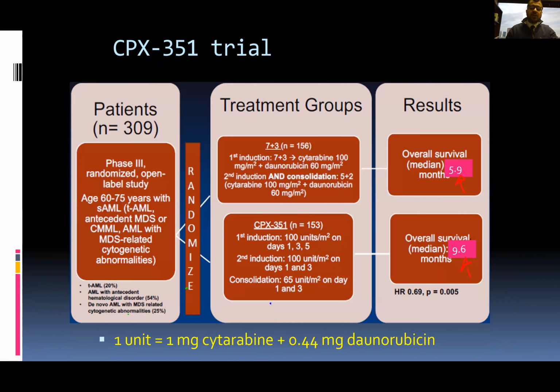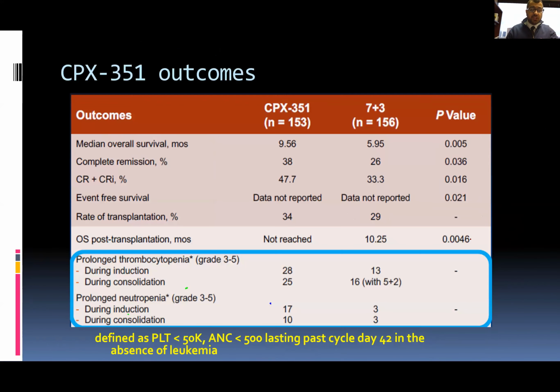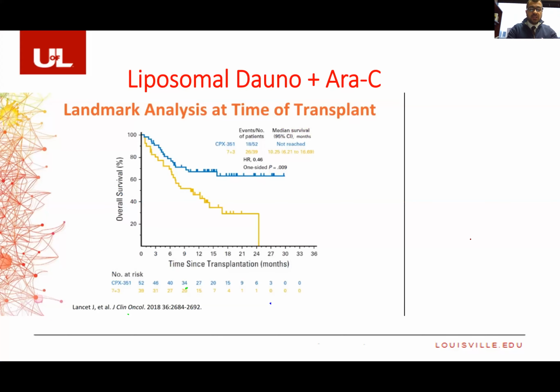The interesting part is that's not all the benefit. Those who achieved complete remission and went on for transplant, let me show you this. Those who went to transplant, look at this difference. That's a massive difference between who achieved complete remission and received CPX-351 compared to those who achieved remission and went to transplant after 7+3. That's a massive difference in their Kaplan-Meier.